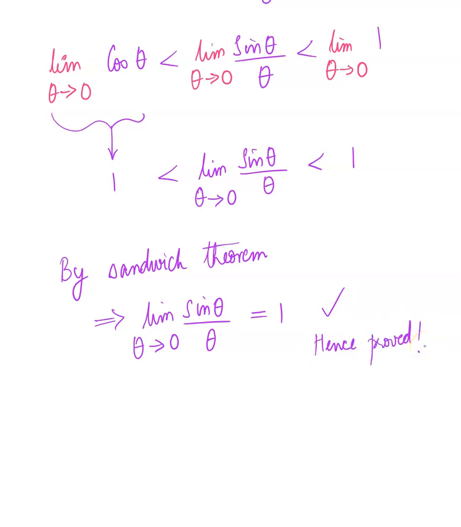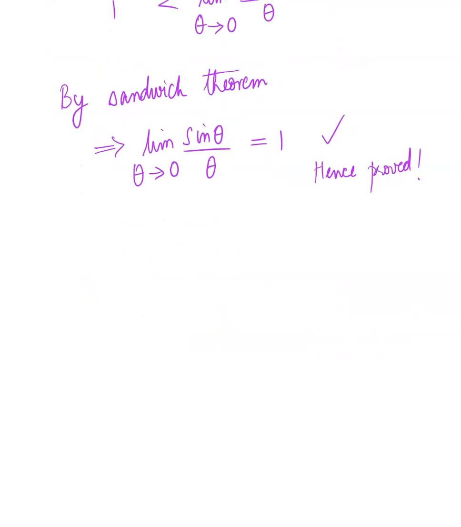Hence proved. So that is how I gave you a derivation for this particular one using a combination of trig, geometry, and the squeeze theorem. There is another theorem that we also use, a commonly used one, that I'd like to just present to you here. That will be the limit of cosine theta minus 1 all over theta as theta approaches 0 equals 0.